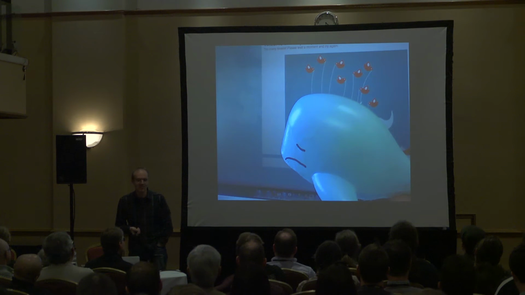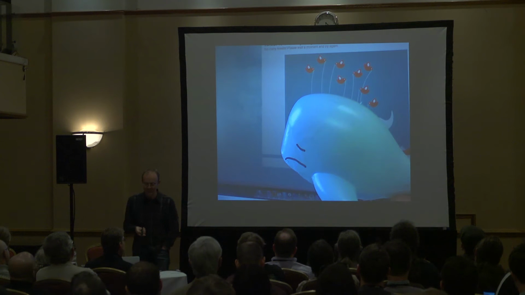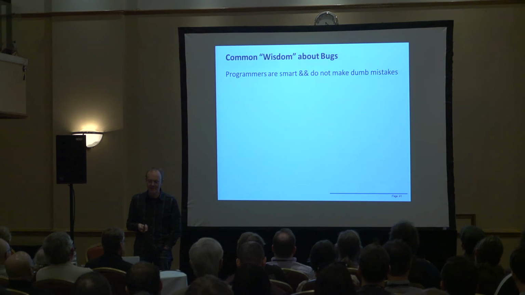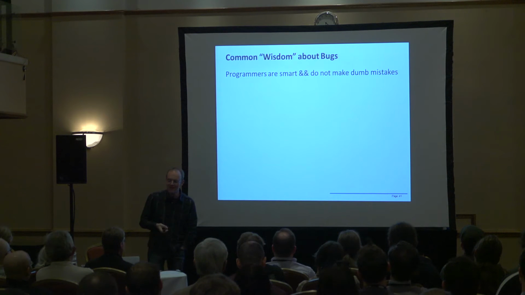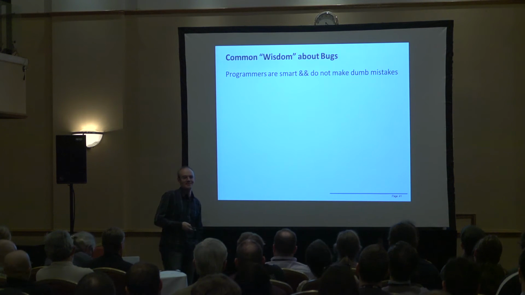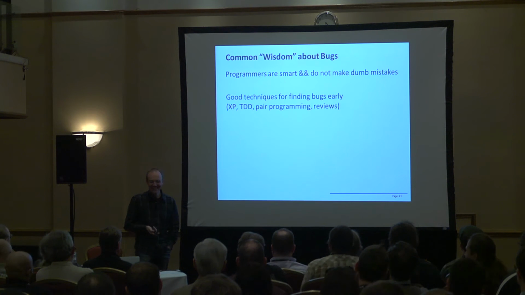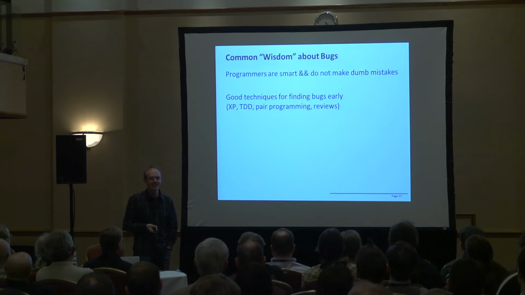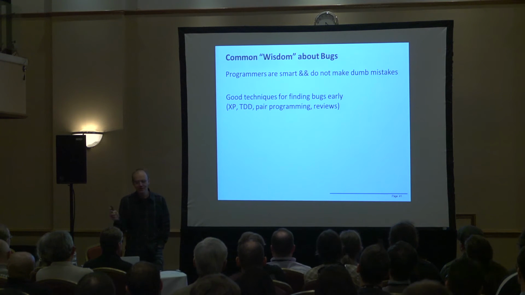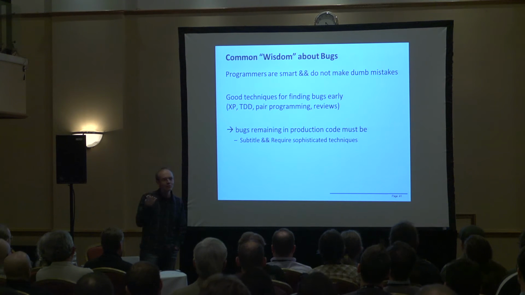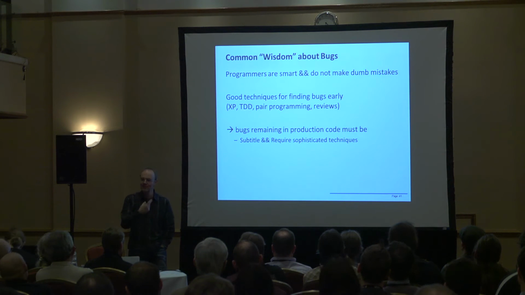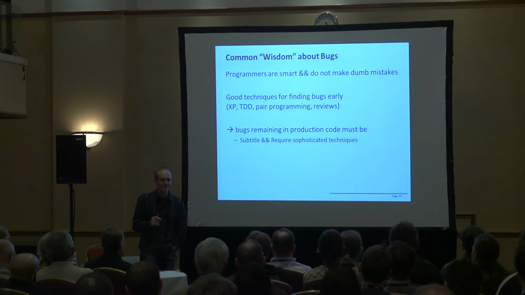So let's actually look at some bugs. That was theory. Let's look at how bugs happen in practice. One common notion about bugs is that we programmers are smart, and smart people do not make dumb mistakes, yes? Of course. And we also have good techniques to find things: pair programming, unit testing, reviews, test-driven development. So the conclusion should be, if everything above is right, that bugs in production are hard to find and require sophisticated techniques.